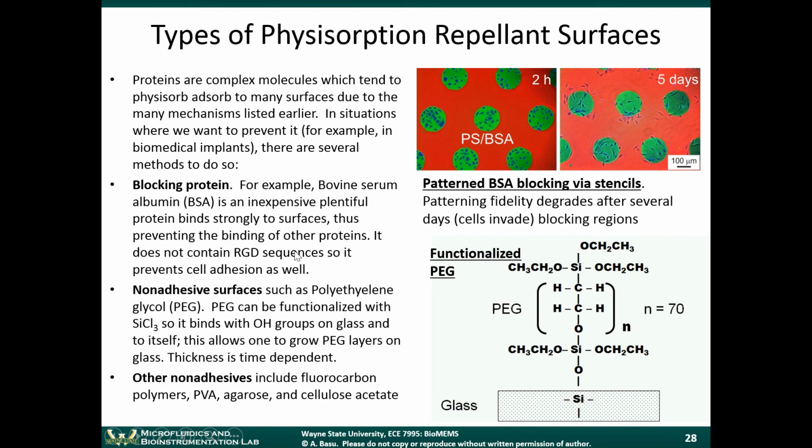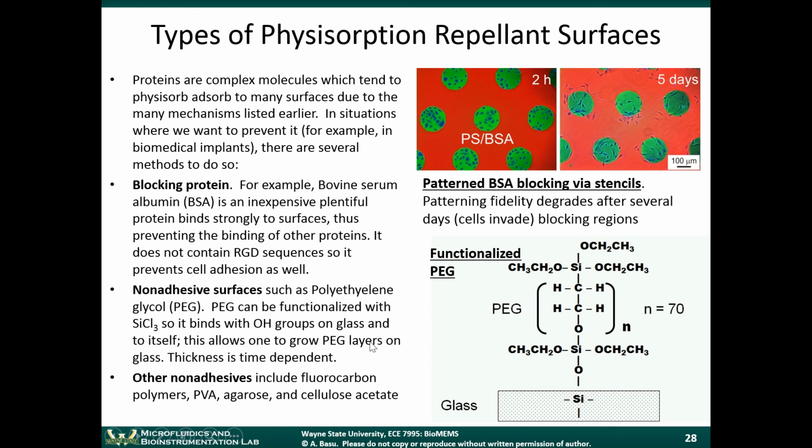BSA is a blocking protein that strongly binds to surfaces, but it doesn't contain RGD sequences. So it's okay at preventing cell adhesion. It's not perfect. As you can see in this example, after a few days, cells can actually migrate out into the BSA. One of the reasons why this happened, if you recall, is that cells sometimes secrete their own ECM-like proteins, and they can secrete their own stuff, or they can go adhere to that.